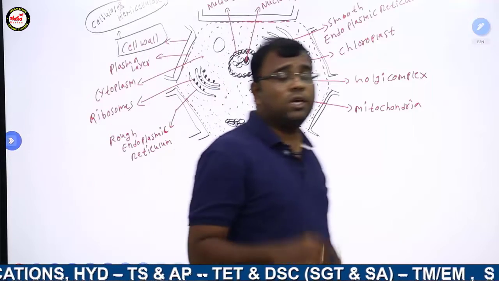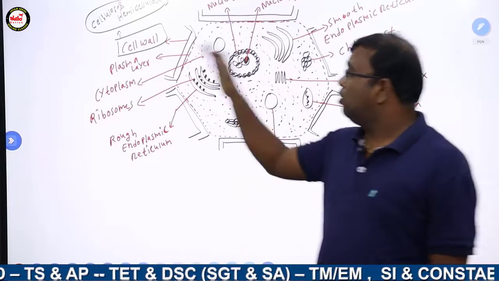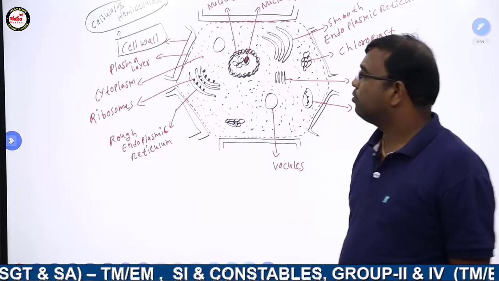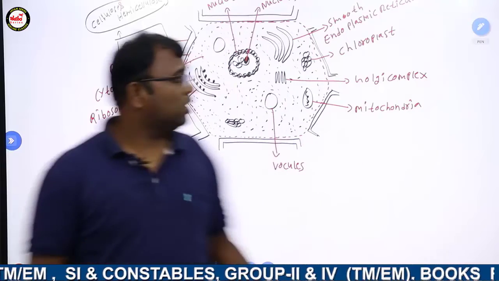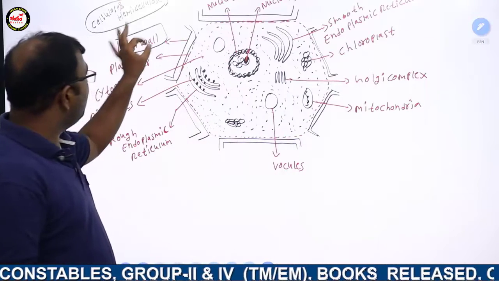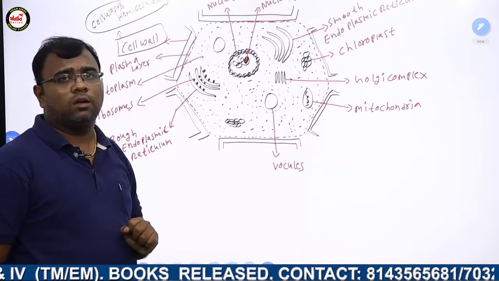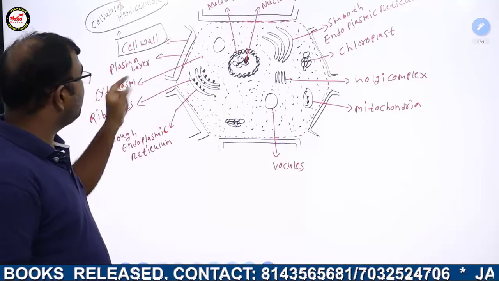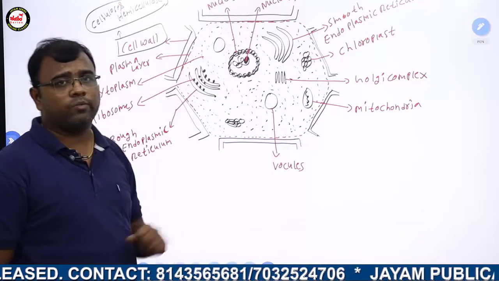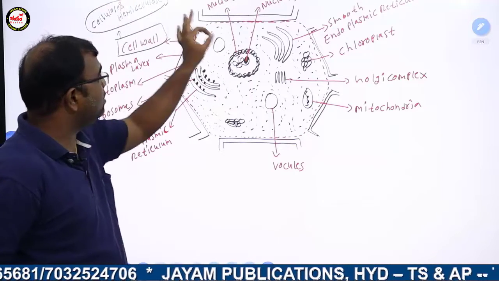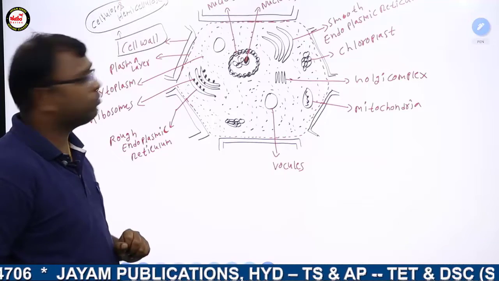The cell wall is made up of cellulose and hemicellulose also. Once again I repeat, the cell wall's main function is to protect the cell, and also to give structure to the cell. The cell wall is made up of cellulose and hemicellulose.